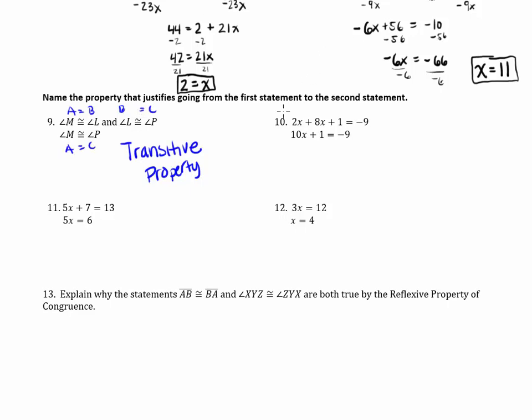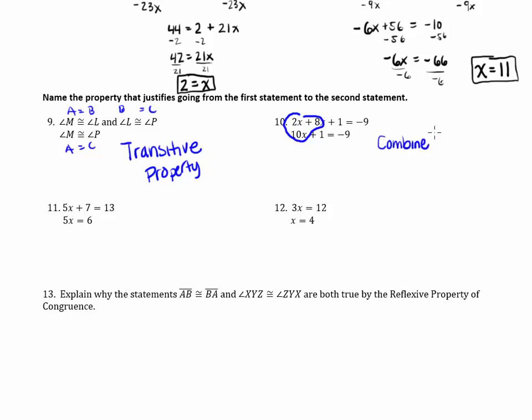Okay, problem number 10. We have 2x plus 8x plus 1 is equal to negative 9. And now we say that 10x plus 1 is equal to negative 9. So let's see what's changed here. The negative 9s have not changed. The plus 1s have not changed. So something's happened with these right here. As we look at that, 2x plus 8x is 10x. So if we combine like terms, we get 10x. So we can say combine like terms.